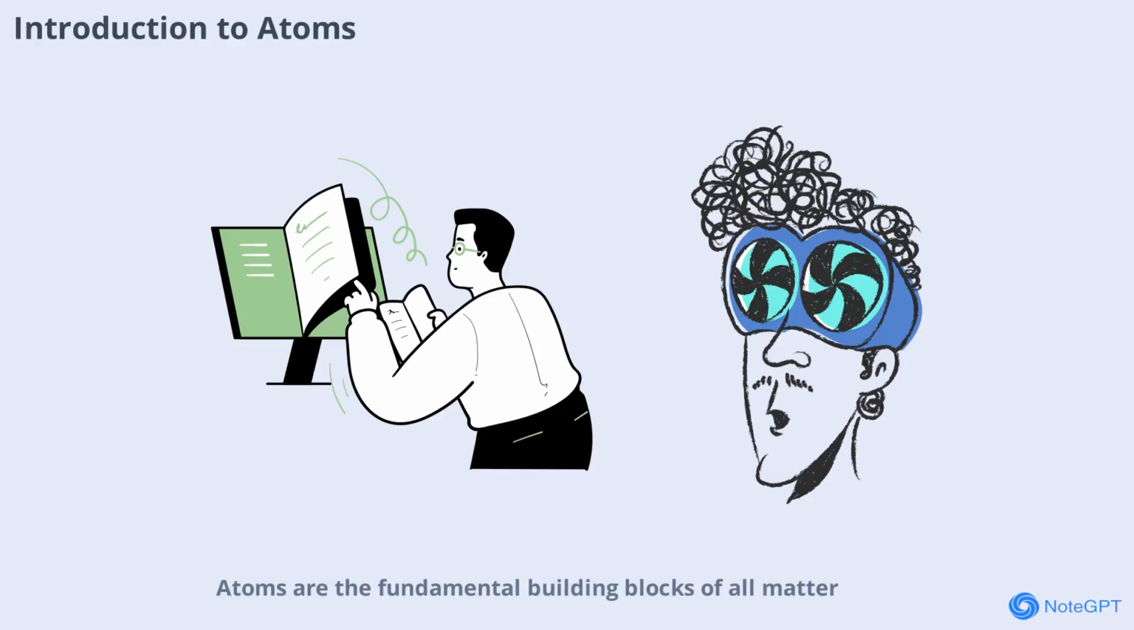Atoms are the fundamental building blocks of all matter, and understanding their structure is key to unlocking the mysteries of chemistry and physics. Today we'll focus on one of the most important aspects of atomic structure, electronic configuration. This concept explains how electrons are arranged around the nucleus of an atom, influencing everything from chemical reactions to the properties of material.